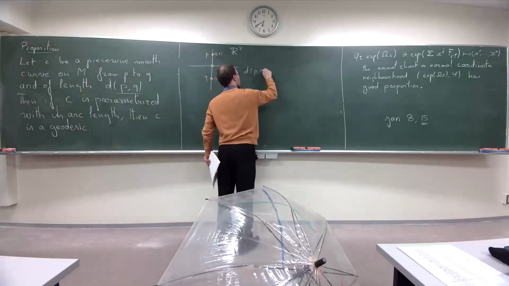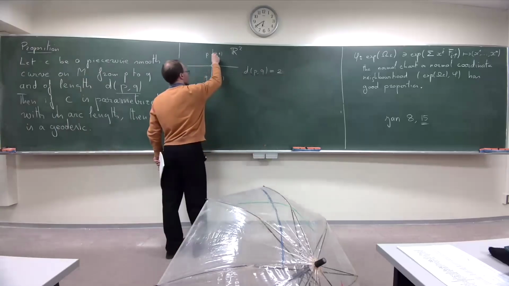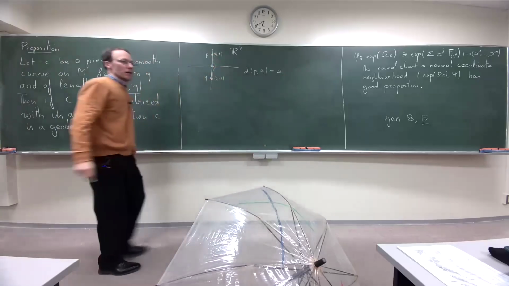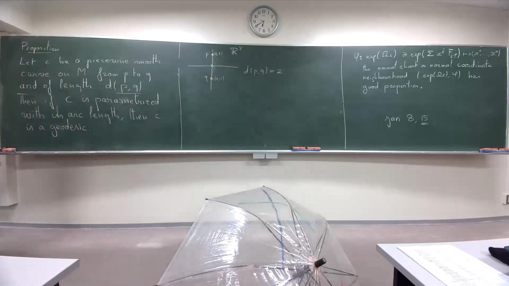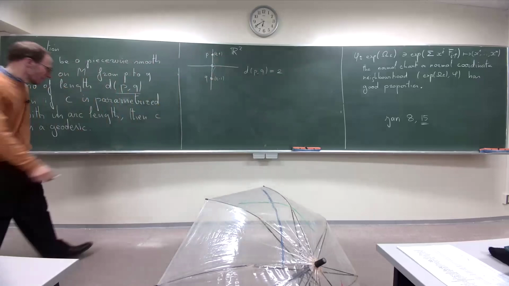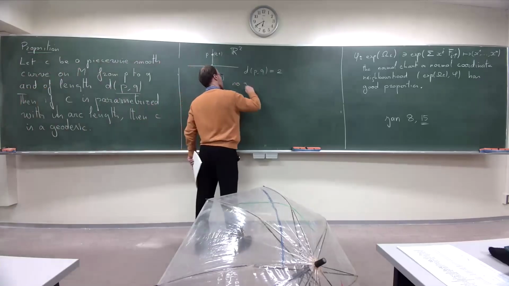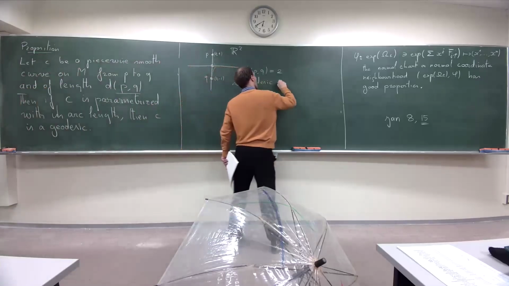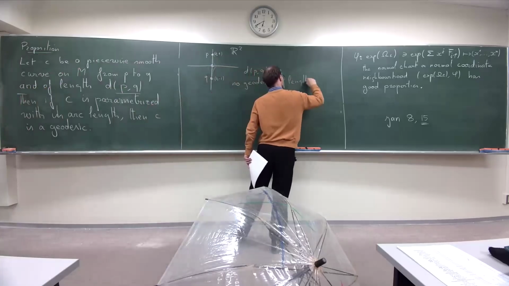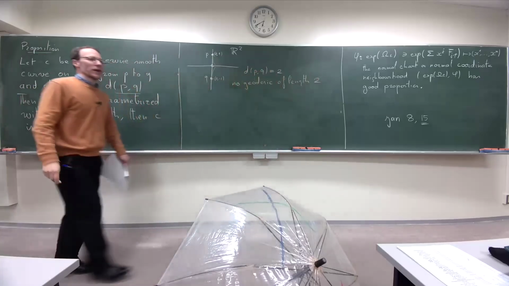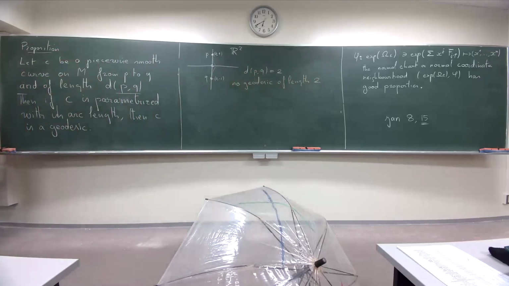D of P, Q is 2, because you can easily construct a family of curves with a length converging to 2. But there is no geodesic of length 2. So you cannot realize this distance by a geodesic. So in this case, there is no curve, which is a geodesic, which goes from P to Q of length 2. So there is no contradiction, but it means this condition is important.